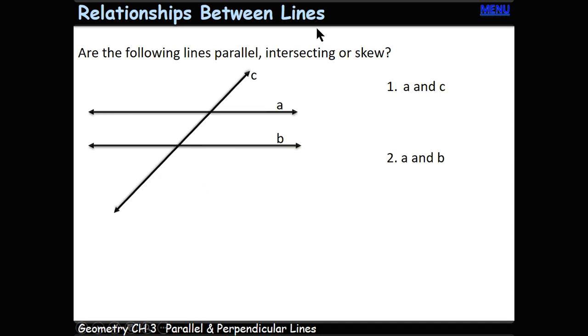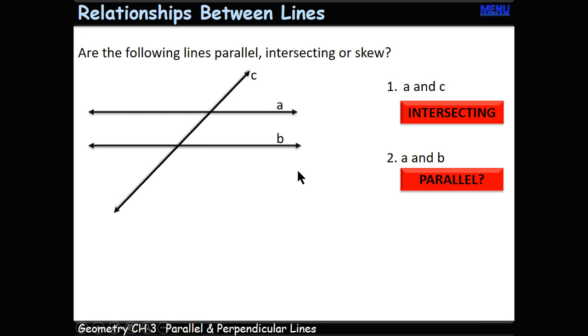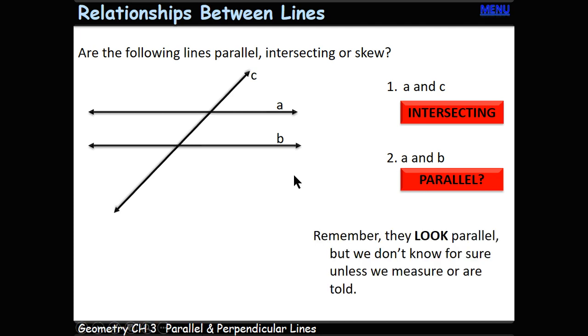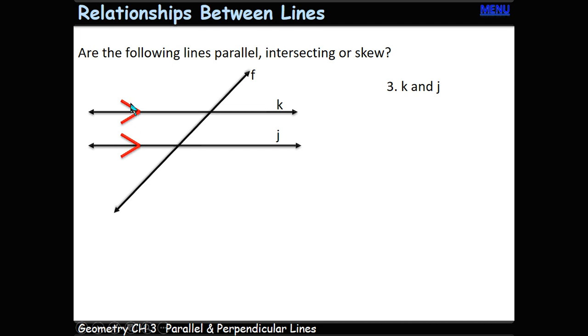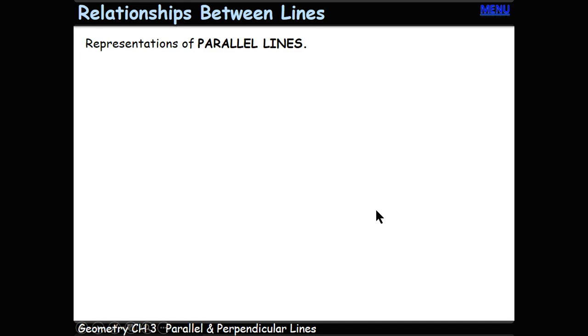In this picture, if I ask you, are the lines parallel or intersecting, it's pretty easy to tell if they're touching each other. But if I ask you if A and B are parallel, your first instinct might be to say that they are. But we don't know that. They might be parallel, but we don't know that for sure unless we have some sort of measurement or we're given these arrows. In this problem, we see the arrows and we know for sure that lines K and J are parallel to each other. How do we know? These arrows are telling us that they are parallel.